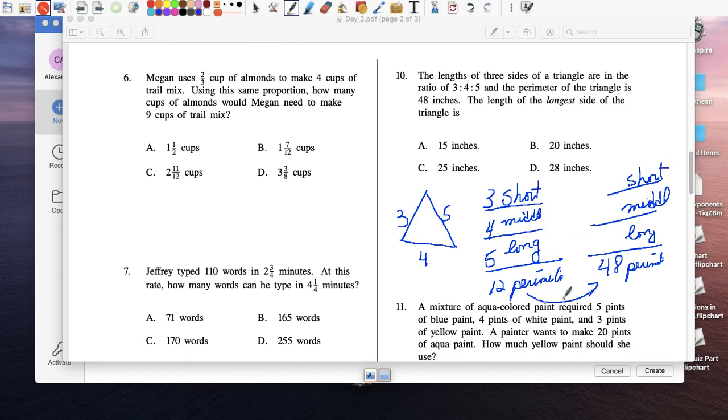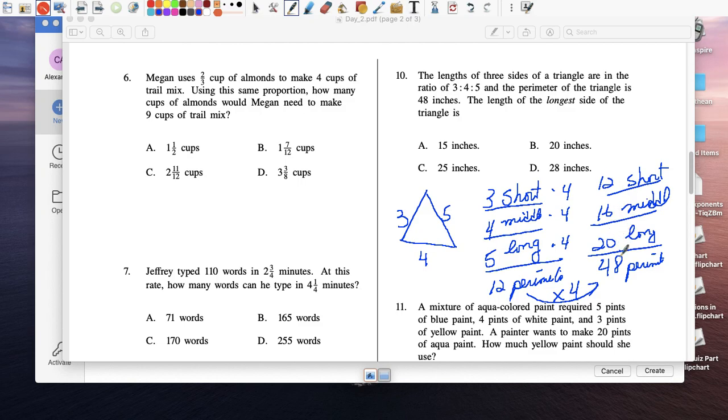What did it increase by? Well, it increased by a factor of 4. I'm going to multiply everything by 4. Times 4, times 4, times 4. So on the new triangle, the short side will be 12. The middle side will be 4 times 4 is 16. And the long side, 5 times 4 would be 20.